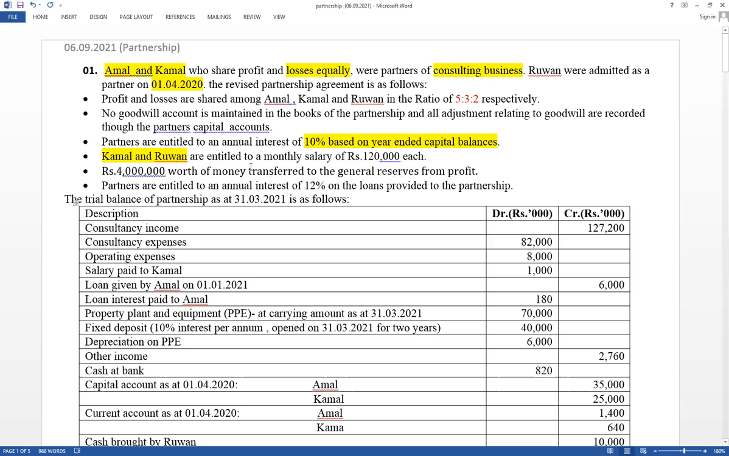It has given 4 million worth of money transferred to the general reserves from profit. If it has given like that, instead of distributing all the profit, if they keep some aside for future emergencies, then that value should be included in the profit appropriation accounts. After calculating net profit, from the beginning it should be transferred to the general reserves. The balance part should be distributed among the partners as interest on capital, salary, and profit share.